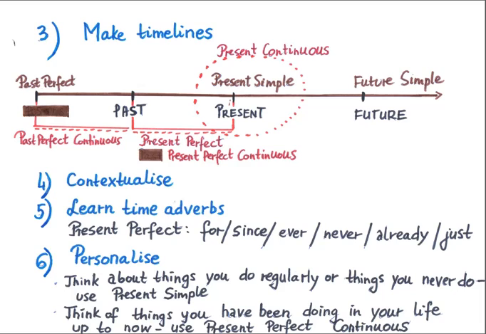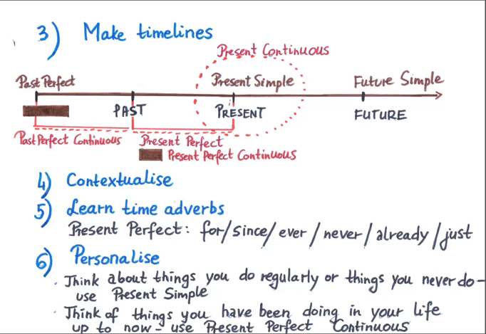Let's look at some adverbs that go with present perfect. They include for, since, ever, never, already, just, etc. If you know time adverbs, you know that when something has just finished and you want to talk about it, you need to use present perfect, because just is used with present perfect.